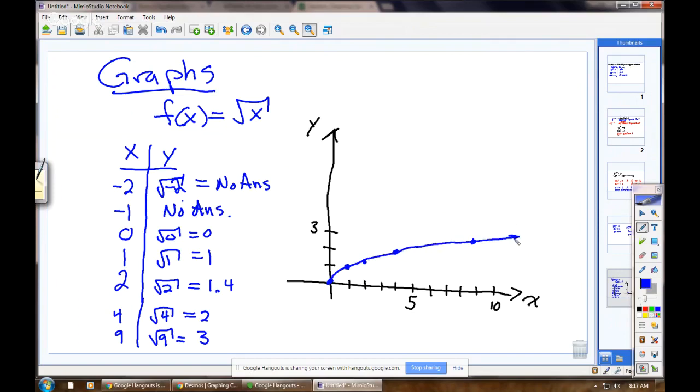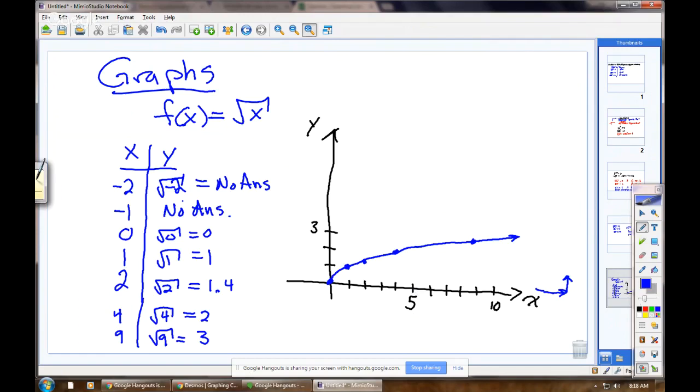So it looks something like this. And I'm going to make an arrow to indicate it continues in this direction. As I pick bigger x values out this way, I'm going to get slightly bigger answers when I take the square root. Square root of 100 is 10, right? Square root of 400 is 20. But it's shallower as I move out. It's never going to get flat. It's always going to keep going up as I move right. So that's the square root function.